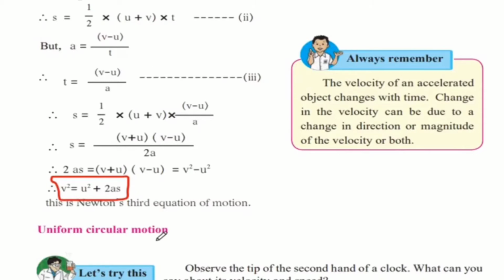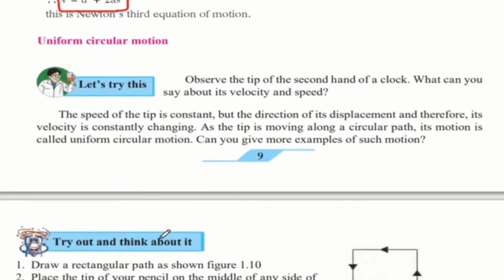Uniform circular motion is our next topic. So now all this while we have been seeing the motion of an object in a straight line, but now we will study about circular motion. Let's try this. Observe the tip of a second hand of a clock. What can you say about its velocity and speed?